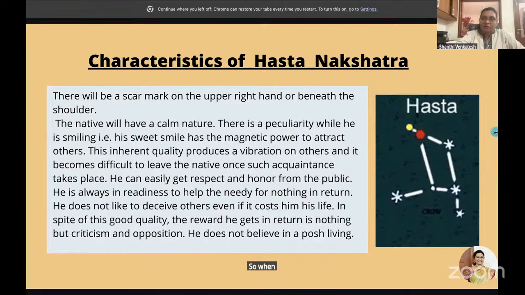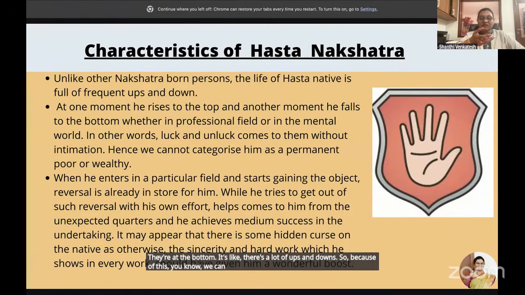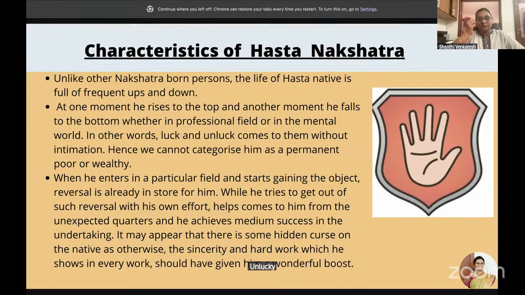So when we talk about Hasta Nakshatra, we can say the life of a Hasta Nakshatra person is full of ups and downs. At one moment, you find that they're very, very successful. Another moment, you see that they're at the bottom. It's like there's a lot of ups and downs. So because of this, sometimes they seem to be very lucky, sometimes very unlucky. So we cannot permanently categorize them as poor or wealthy.